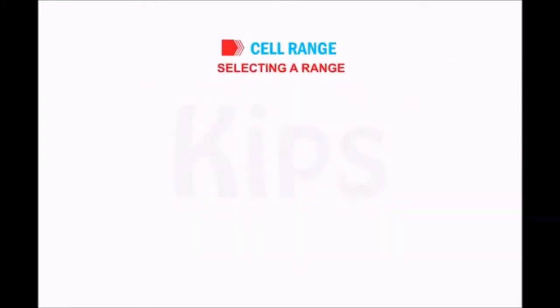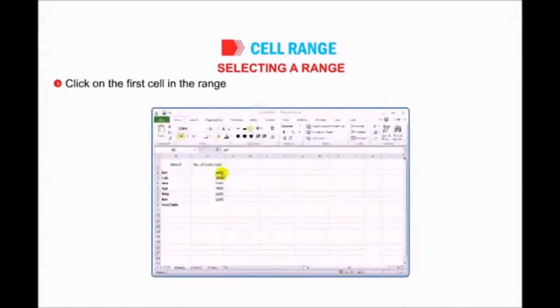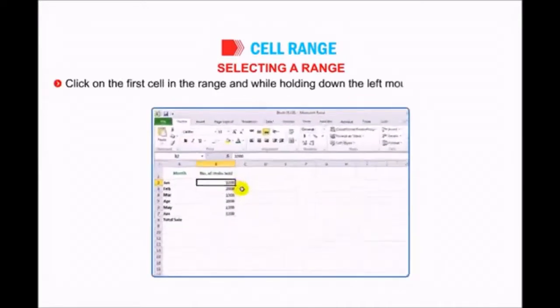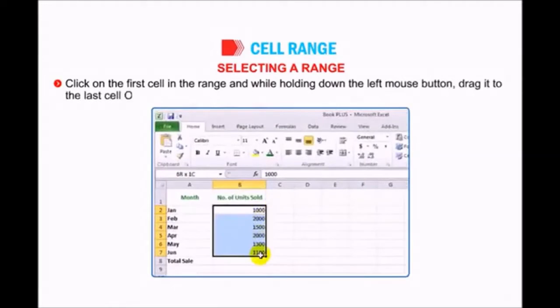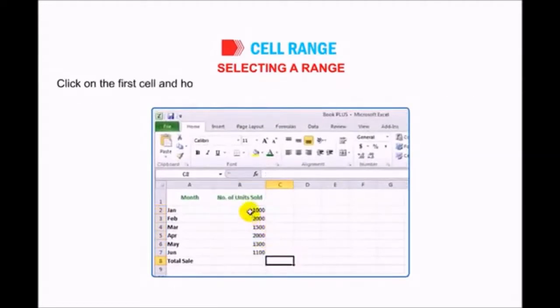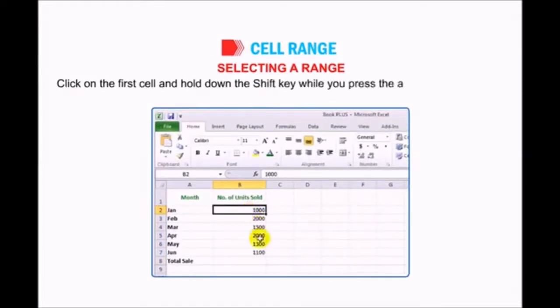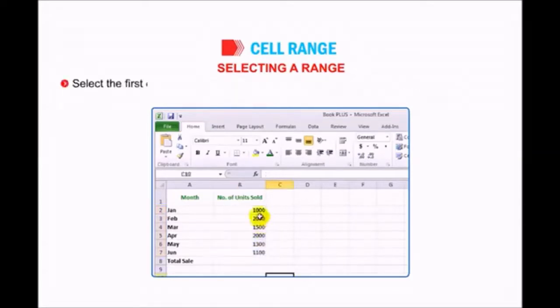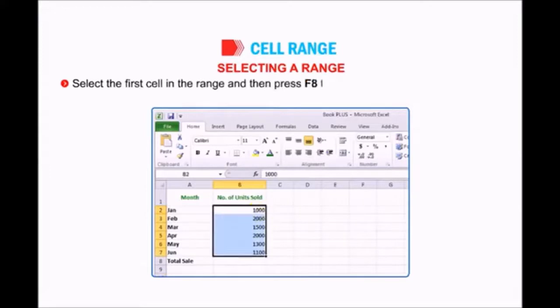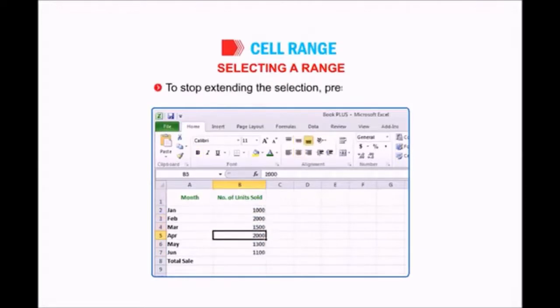Selecting a range. Click on the first cell in the range and, while holding down the left mouse button, drag it to the last cell. Or click on the first cell and hold down the Shift key while you press the arrow keys to extend the selection. Or select the first cell in the range and then press F8 to extend the selection by using the arrow keys. To stop extending the selection, press F8 again.